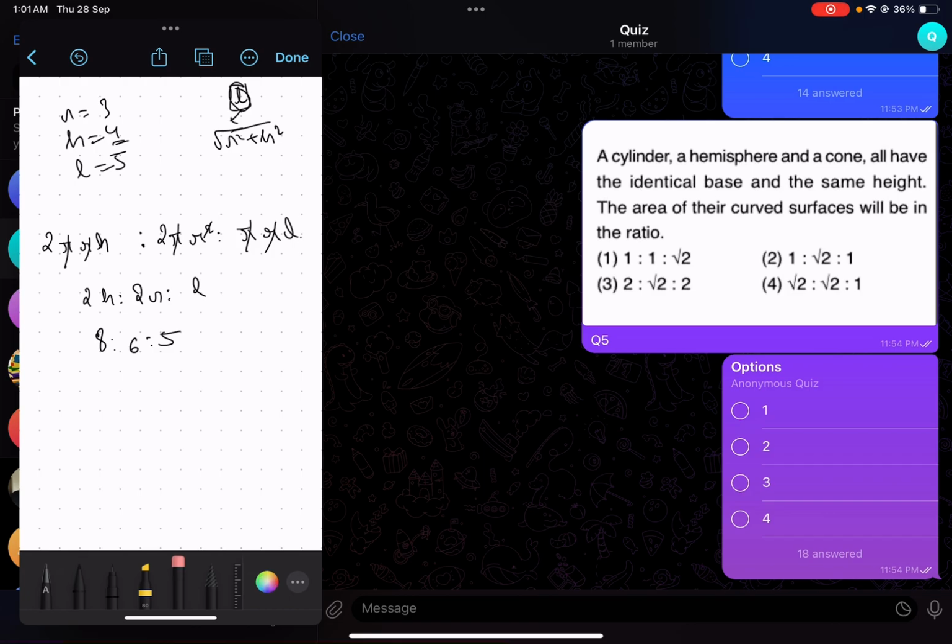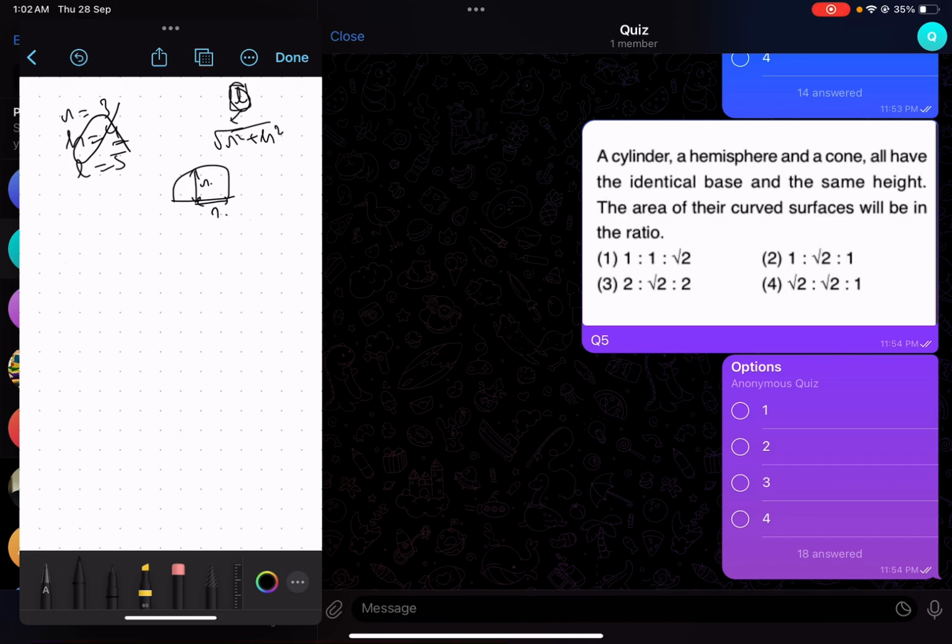Okay, so I found my mistake. It is given that they have equal base as well as height. So if we talk about a hemisphere, the height will be r only. You can see that height will be r only, radius will be r itself. So height and r both are equal. So we can't assume values, we can directly write it.